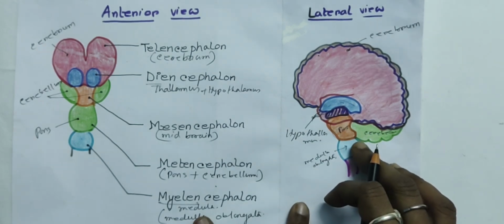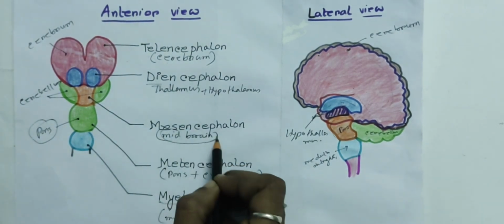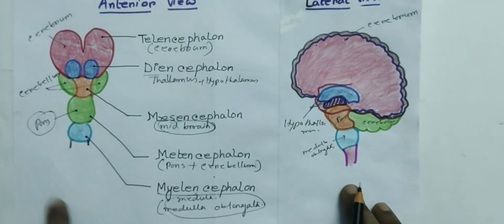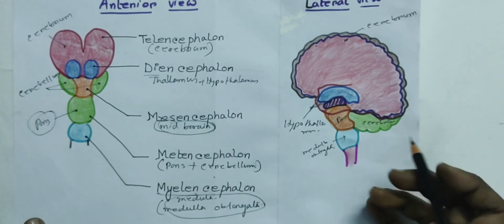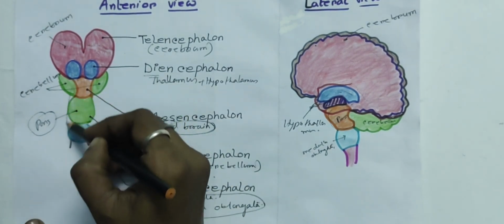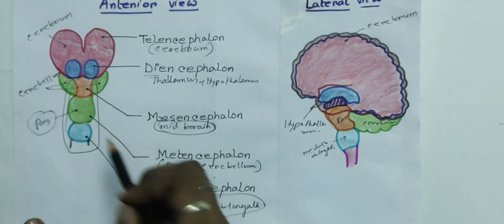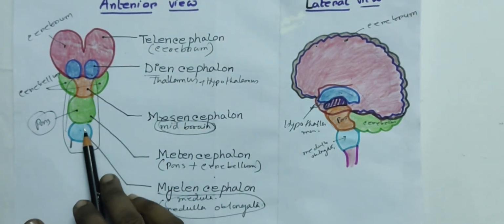Brainstem is composed of pons, midbrain and medulla oblongata. These three parts together form the brainstem. This part. This is a stem-like structure. This is called the brainstem.